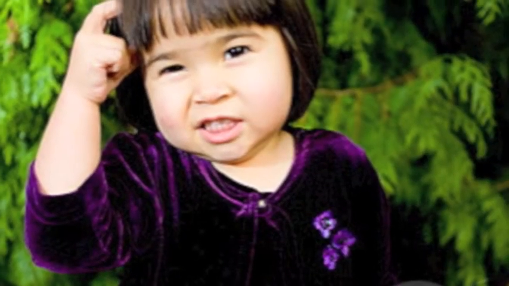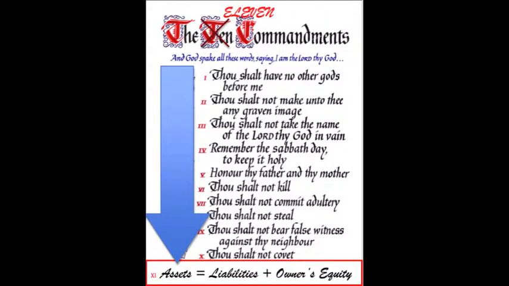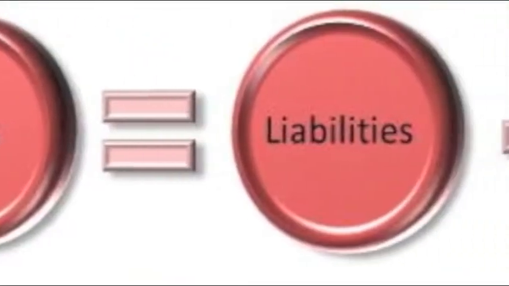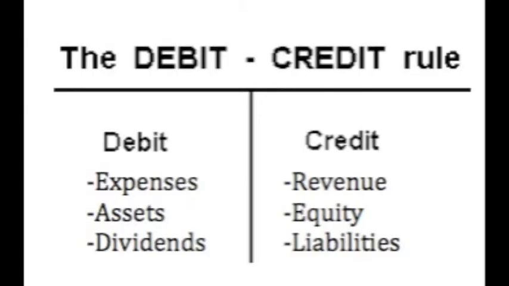You must always remember the accounting equation. This is like the 11th commandment for accountants. Assets equals liabilities plus owner's equity. Debits, which are always written on the left side, must equal credits on the right. Expenses, assets, and dividends are recorded in the debits column, and revenue, equity, and liabilities are recorded in the credits column. This is extremely important to remember for your exam.